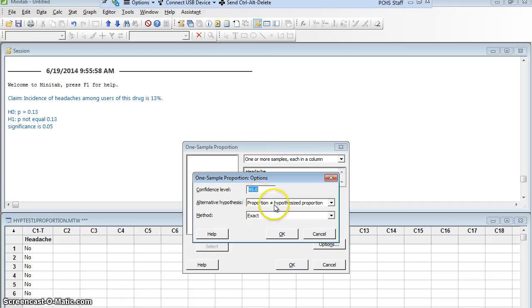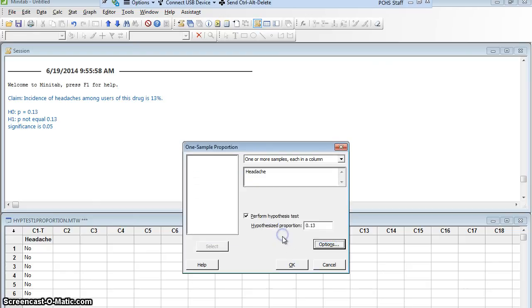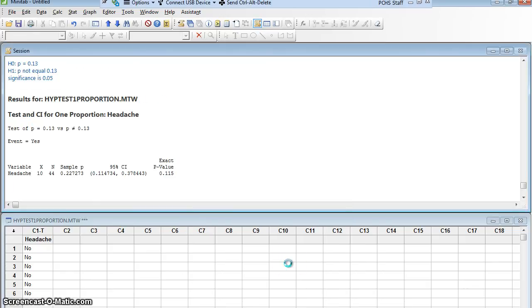My alternative hypothesis is a not equal, and with a proportion, just like with parameter estimation, I could do it based on a normal distribution, or I could do it the exact way, which is using a binomial distribution. So the exact way is better if you're using a computer. If you were doing it by hand, you would use the normal approximation, because it would be far too calculation intensive to do it any other way. So I'm going to say OK, and then I'm going to say OK.